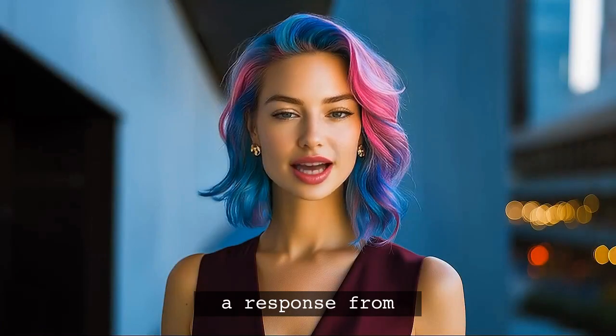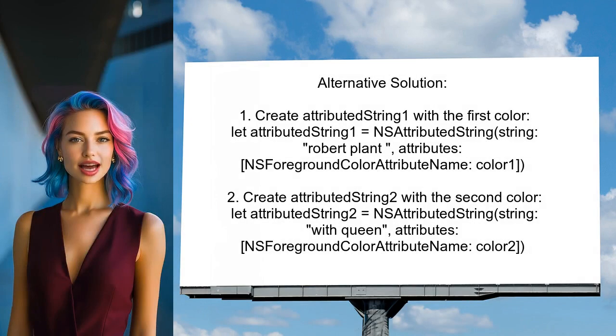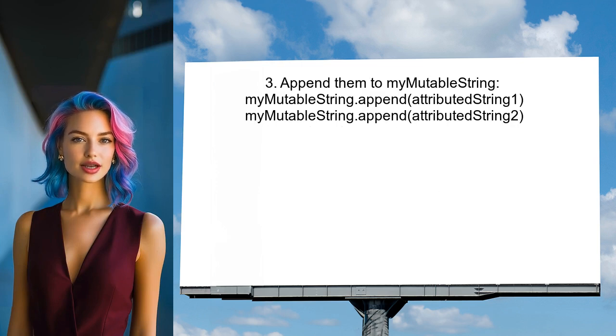Now, let's see a response from a different user. An alternative approach to changing the color of specific words in a UI label involves using attributed strings. First, create an attributed string for the first part of your text with the desired color. Then, create another attributed string for the second part with a different color. Finally, append both attributed strings to a mutable string to display them together.